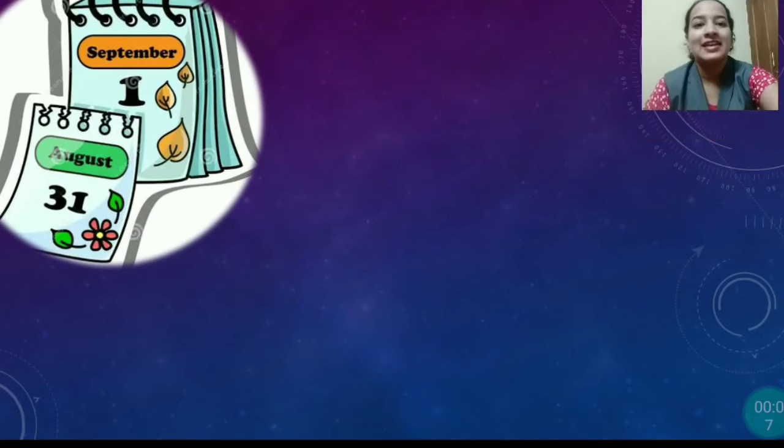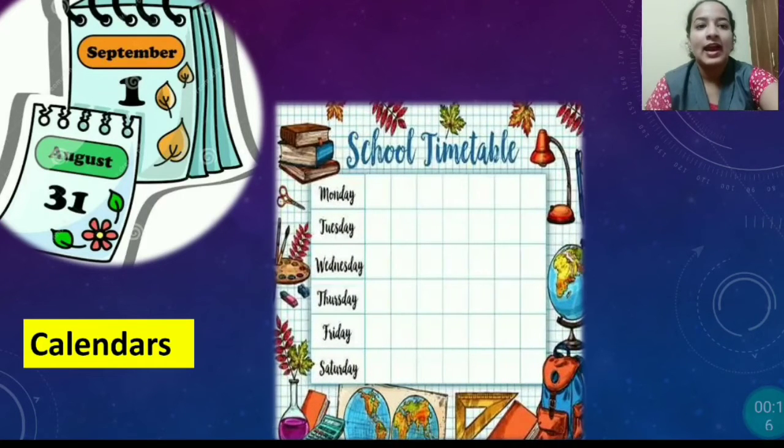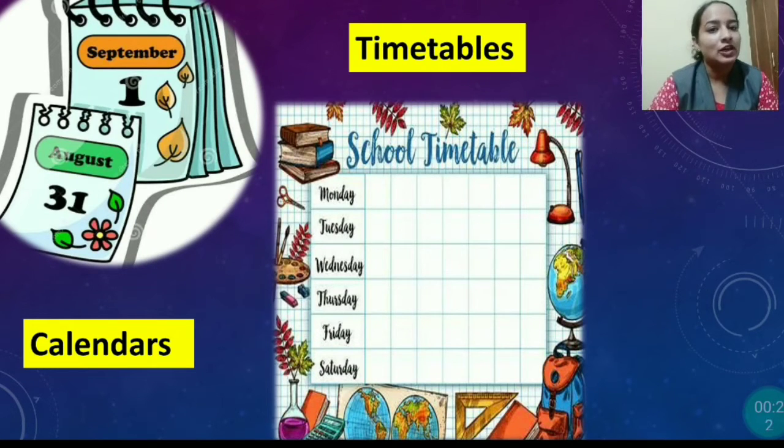Various things are used for measuring time. Some of them are calendars. Calendars are useful to see important dates. And next is school timetables. Timetables help you to manage your activities and studies without wastage of time. You must have noticed that all the school diaries, especially of our school, have a separate page to write down the timetable, in which you write the time for the specific period, for recess, etc.